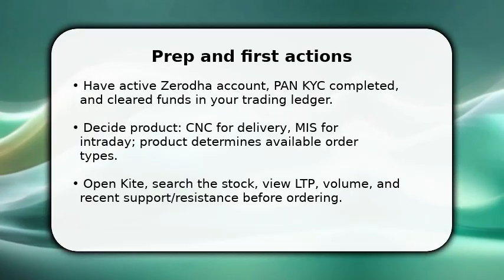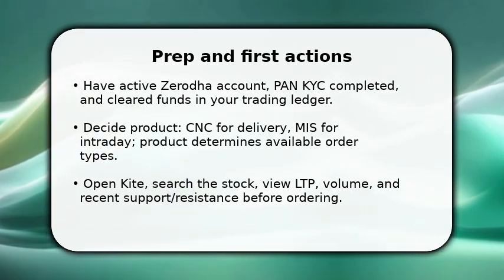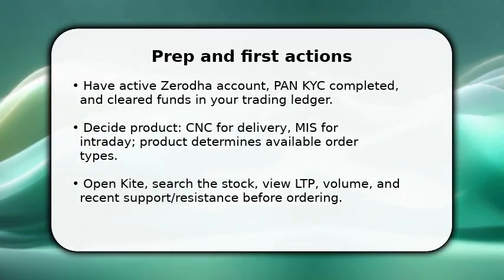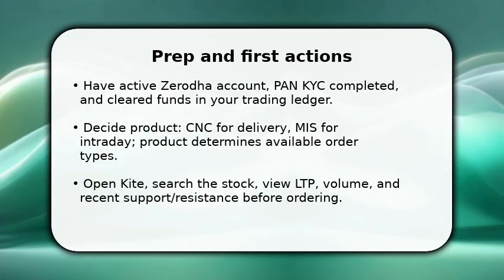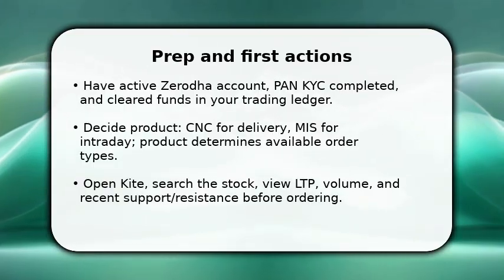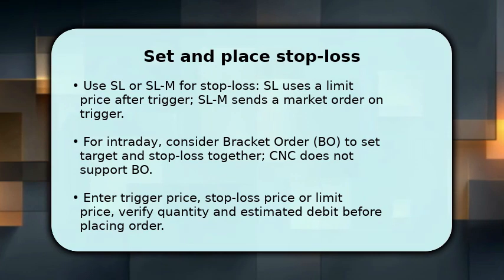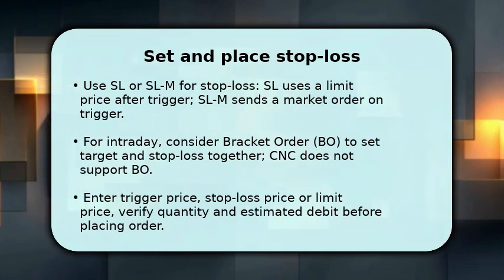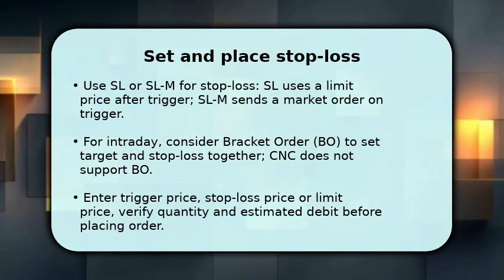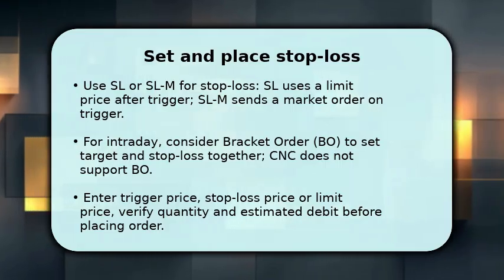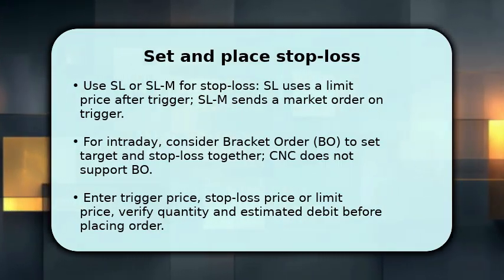Once done, select Buy, choose Quantity, and then pick the order type, Limit, Market, SL, or SLM, so you can attach the appropriate stop loss in the next step. Now place the buy with a stop loss. Choose SL if you want a limit order to place after trigger, or SLM if you prefer the stop to convert into a market order when hit.